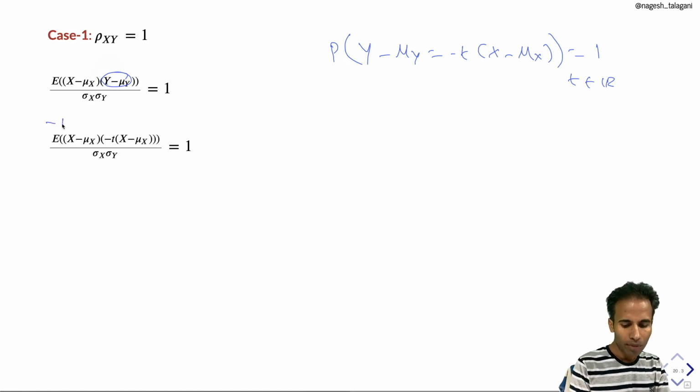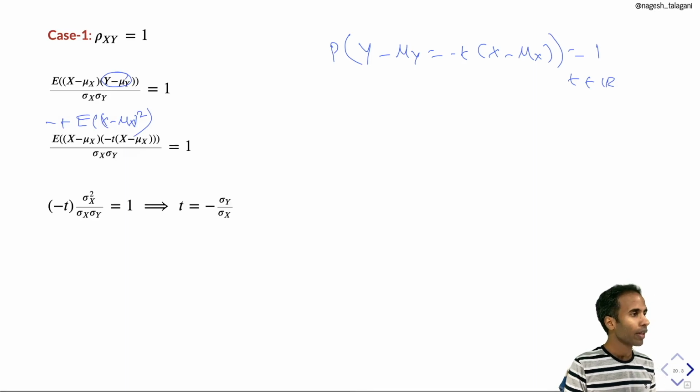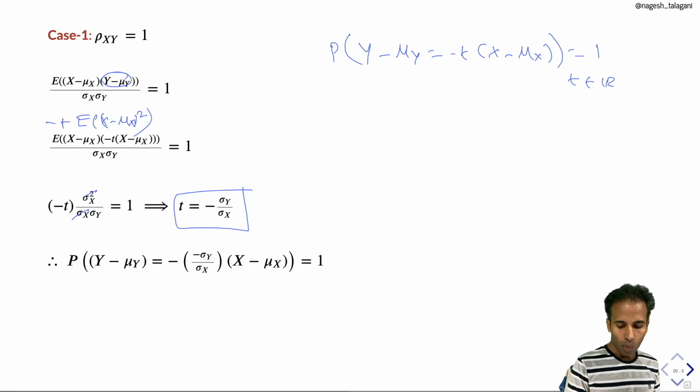So if I take minus t out in the numerator, I will have minus t of expectation (X minus mu X) whole square. So I can write minus t of sigma X square by sigma X sigma Y. The sigma X, the square will be gone. So the t value will be minus sigma Y by sigma X. Okay, fine. Now, in this case, we have Y minus mu Y equal to, here minus minus plus, Y minus mu Y equal to sigma Y by sigma X of (X minus mu X) with probability 1.